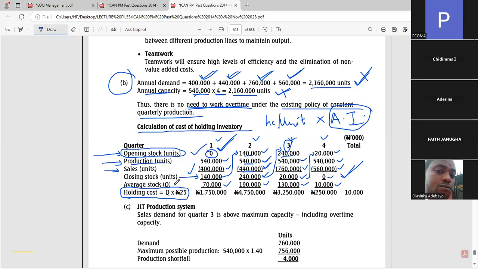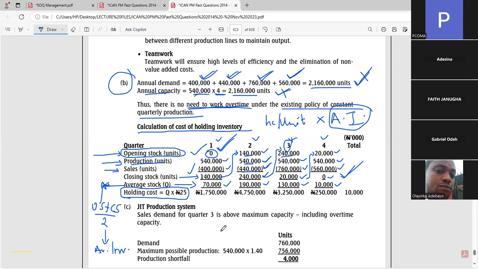Where did you get that 2 you're dividing by from? The 2 is in the formula. Opening stock plus closing stock divided by 2. That's the formula for average stock. It's not in the question, no. It's in the formula. That's the formula for average inventory. Is it clear now? Yes, sir.